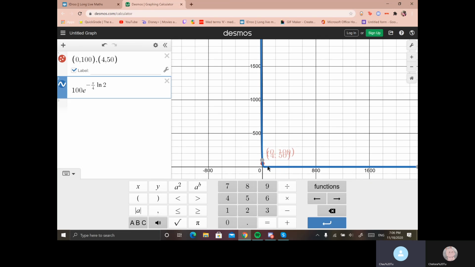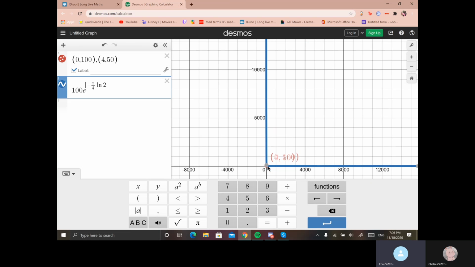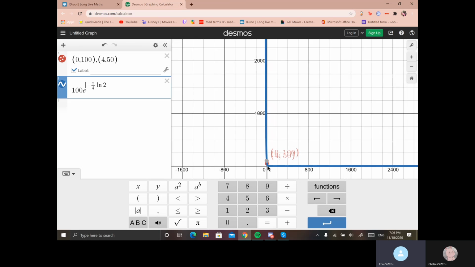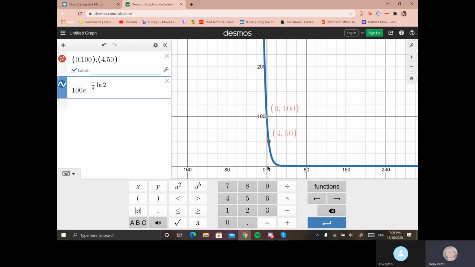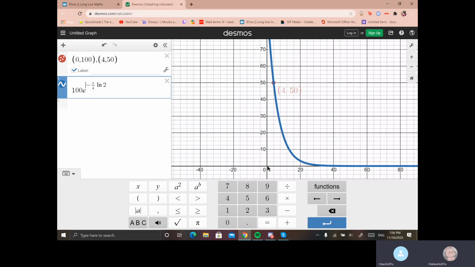So now that you've got the formula, what's the mass after 10 hours? You put 10 into the t, then you solve and then you get your answer.